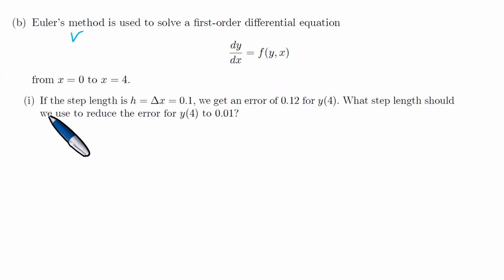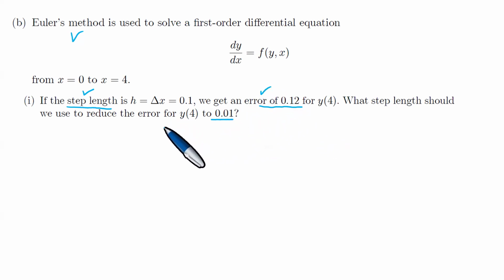Roman figure 1. If the step length is h, and h is delta x, and this step length is 0.1, we get an error of 0.12 for y at 4. What step length should we use to reduce the error for y at 4 to 0.01? From the error of 0.12 to the error of 0.01.